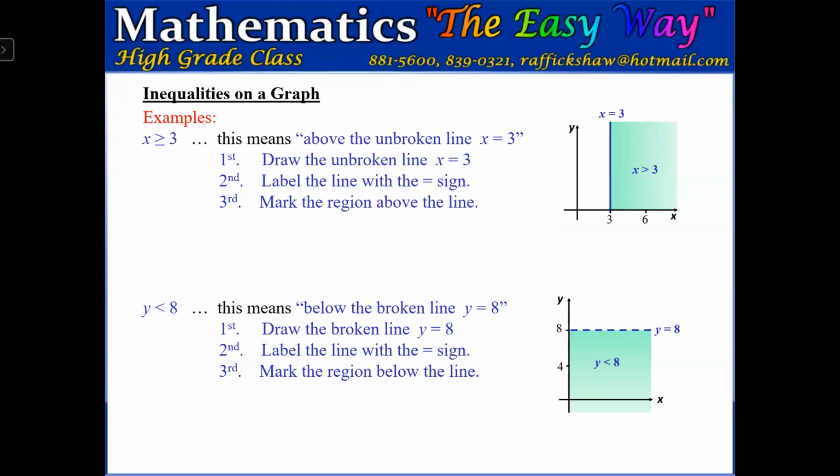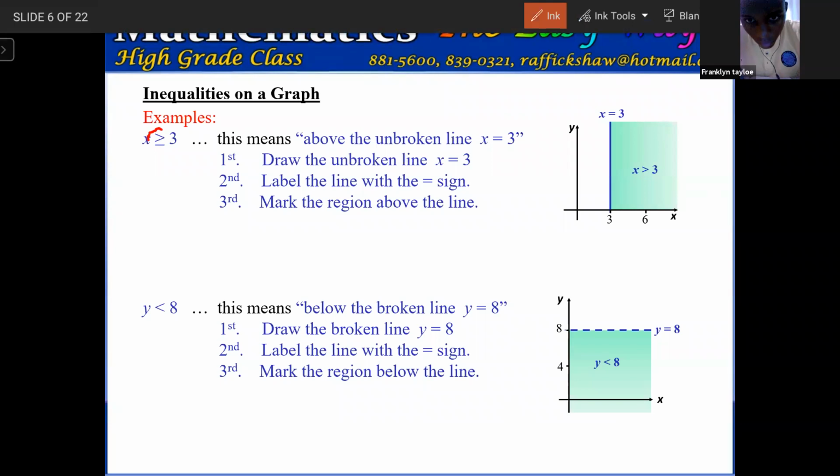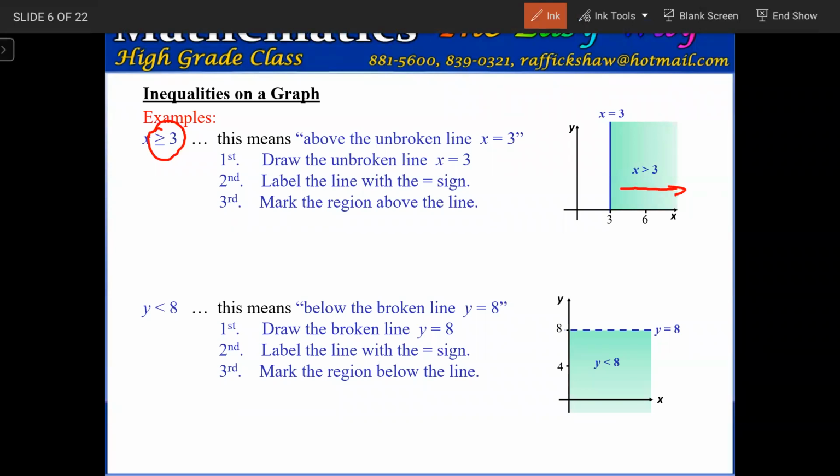No, greater than really means you want values more than 3. So for example, this one up at the top means that you want values that are greater than 3. X values are greater than 3 out here. For this one, you want values that are less than 8. You want where y values are less than 8. Clearly, y values are less than 8 down here. As simple as that.